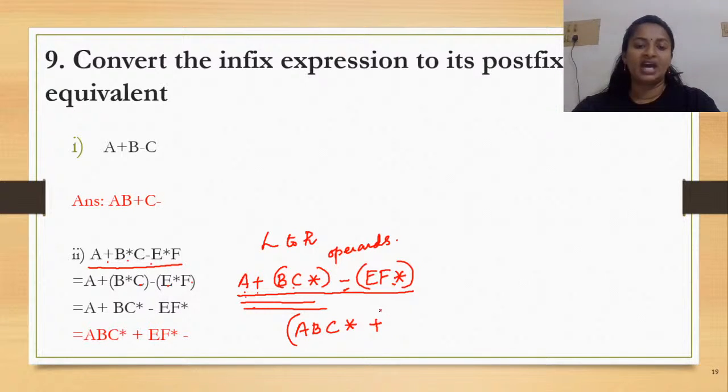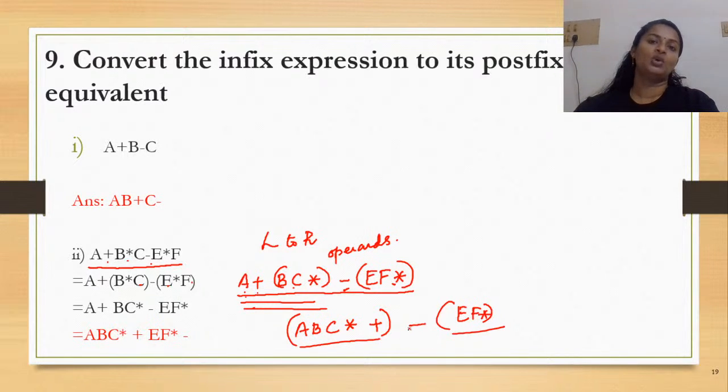Okay. Now we have this postfix notation which has to be treated as an operand. Fine. Minus E F asterisk, right? So here you have two operands and in between you have an operator. Now how is this converted to its postfix equivalent?